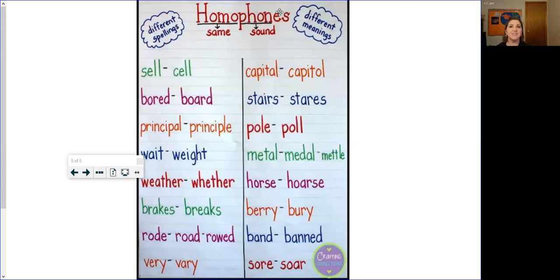The first one is sell and cell. It's like you sell something at the store. The second one is cell, like if you were using a cell phone, or if you were looking at a plant or animal cell under a microscope. The next set of words is bored and board. The first bored is like you're at home and there's nothing to do and you say, Mom, I'm bored. And the second one is the type of board that you might use to build something like a house.